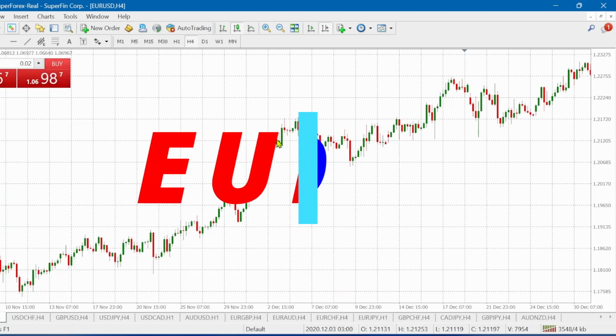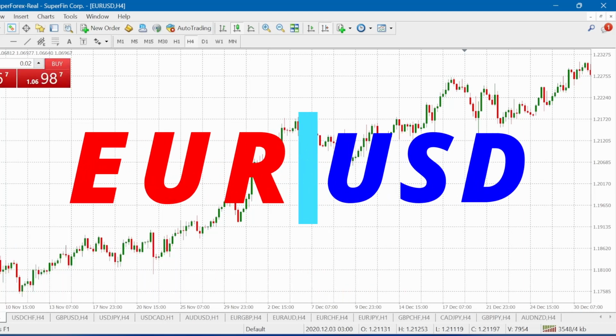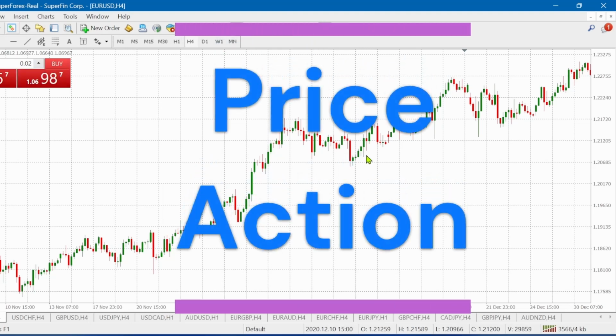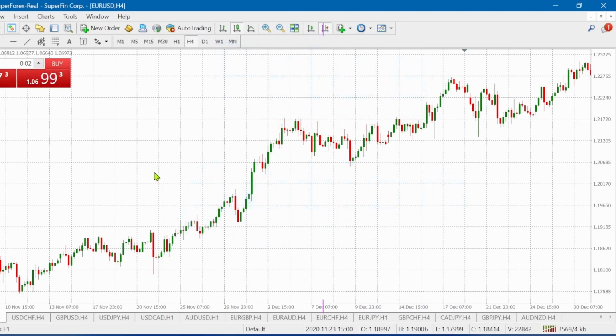Today I shall be looking at Euro USD on the 4 hours time frame. And I shall be showing you a simple strategy on how to identify trend continuation using price action strategy. First and foremost, let's draw the support and resistance levels.